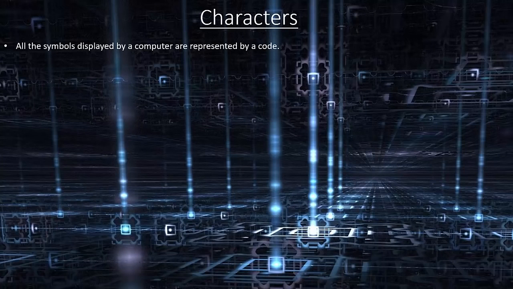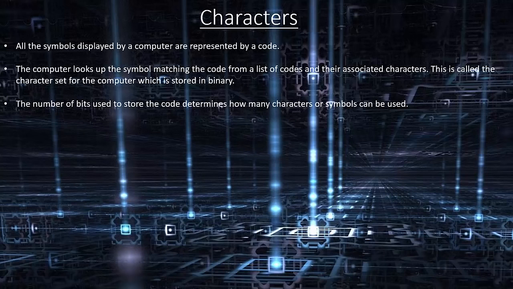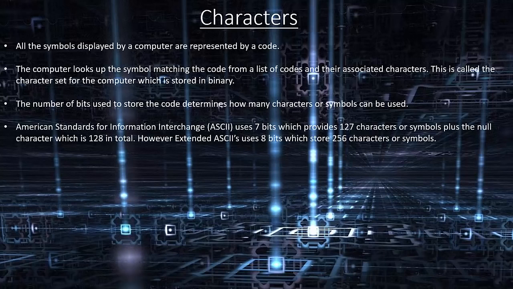Characters. All the symbols displayed by a computer are represented by a code. The computer looks up the symbol matching the code from a list of codes and their associated characters. This is called a character set for the computer, which is stored in binary. The number of bits used to store the code determines how many characters or symbols can be used. American Standard Code for Information Interchange uses 7 bits, which provide 127 characters or symbols, plus the null character, which is 128 in total. However, Extended ASCII uses 8 bits, which store 256 characters or symbols.